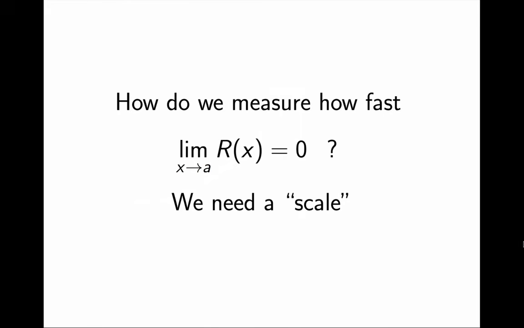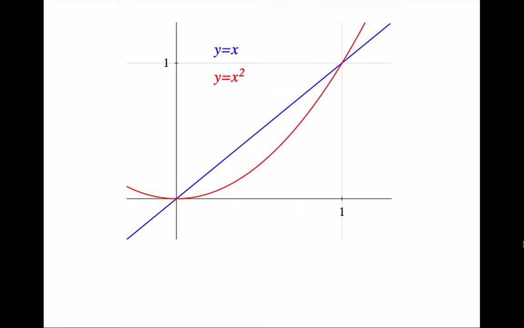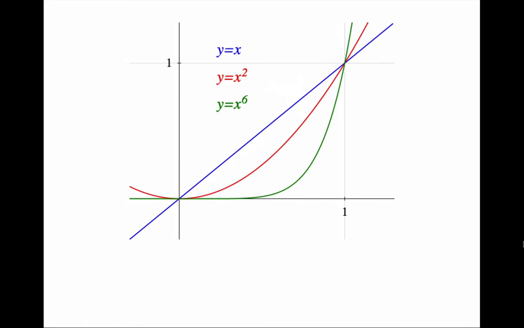Fortunately, I have one. For simplicity, first let's focus on the case a equals 0. This is the graph of y equals x. As x approaches 0, y approaches 0. Now compare it with y equals x squared and with y equals x to the 6. They all approach 0 as x approaches 0, but some do it faster than others. Look how flat the graph of x to the 6 is. As x approaches 0, every positive power of x approaches 0, but the larger the exponent, the faster it approaches 0.